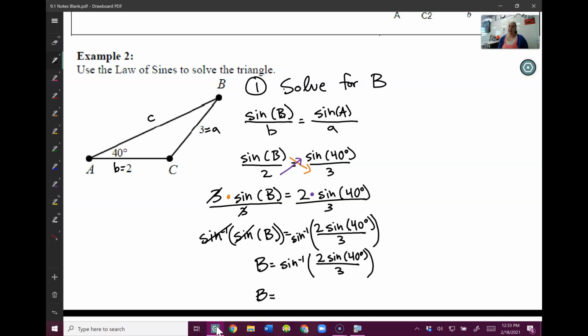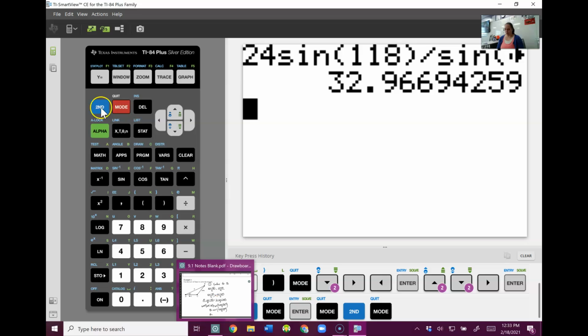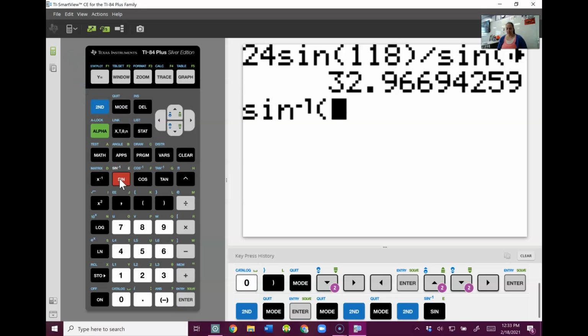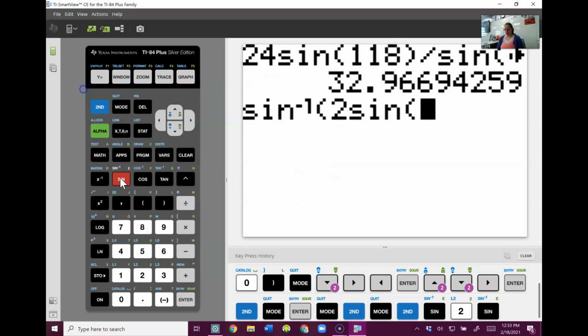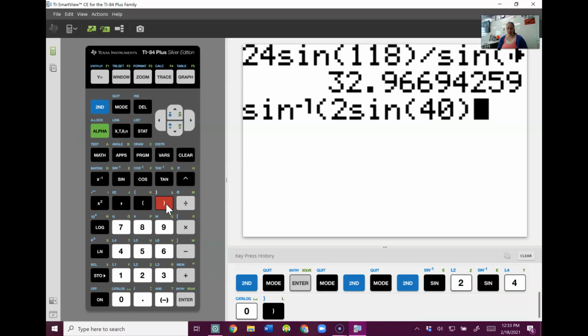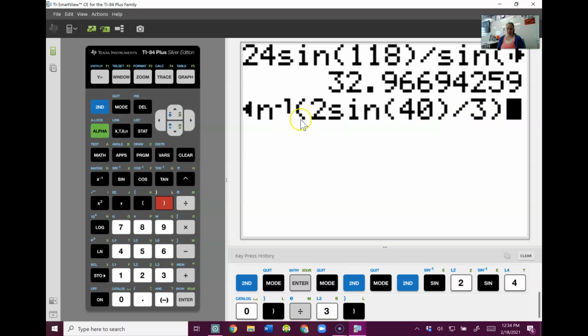Remember, once again, be careful and double check that you're in degrees. So mode, I'm still in degree, I'm good to go. Let's type this in. So first was inverse sine. I'm going to do second sine, and that gives me my inverse sine. And now I want to do inverse sine of 2 sine of 40, close my parentheses, divided by 3. And then I'm going to close my inverse sine parentheses. Enter.